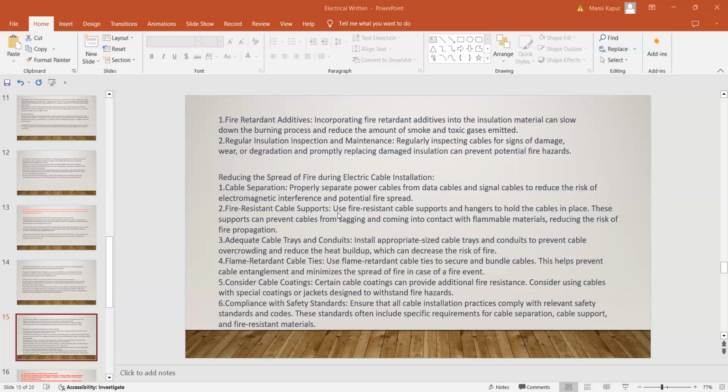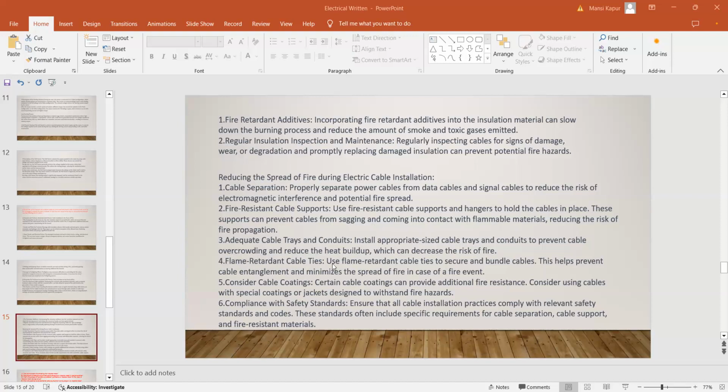Fire resistant cable support. Use fire resistant cable support or hangers to hold the cable in place. This support can prevent cable from sagging and coming in contact with flammable material. Adequate cable tray and conduit. Install an appropriate size of cable tray. It should not be like you put a small cable tray and then you are just piling up all the wire in the small cable tray. They are saying do not do the overcrowding.